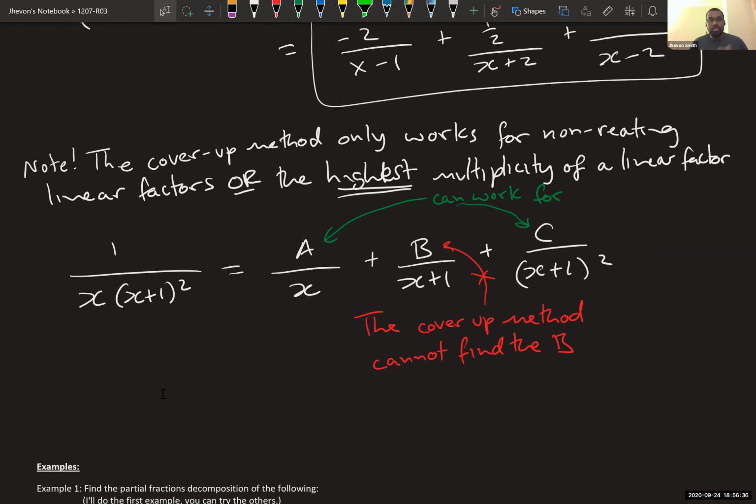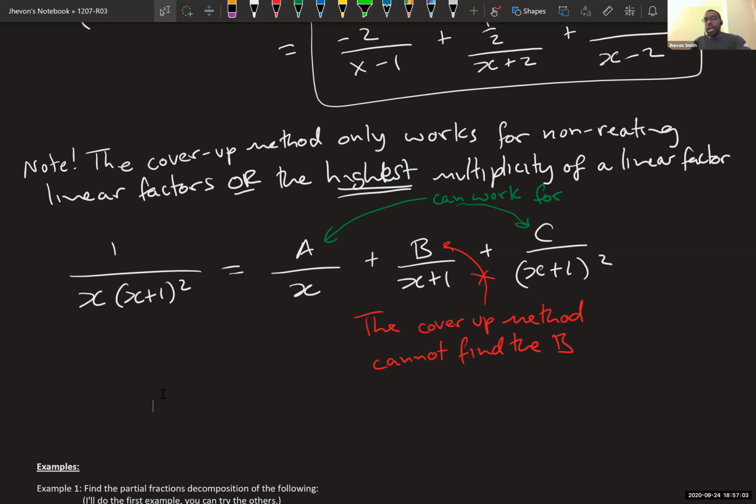So personally, if I were looking at this problem, I would actually use the cover-up method for A and C. In fact, you can try it now on your screen. Cover up the x, plug in x equals 0. I know A is going to be 1, right? I can look at the problem and know A is going to be 1. What is C going to be? -1, right? See, you just looked at it and told.